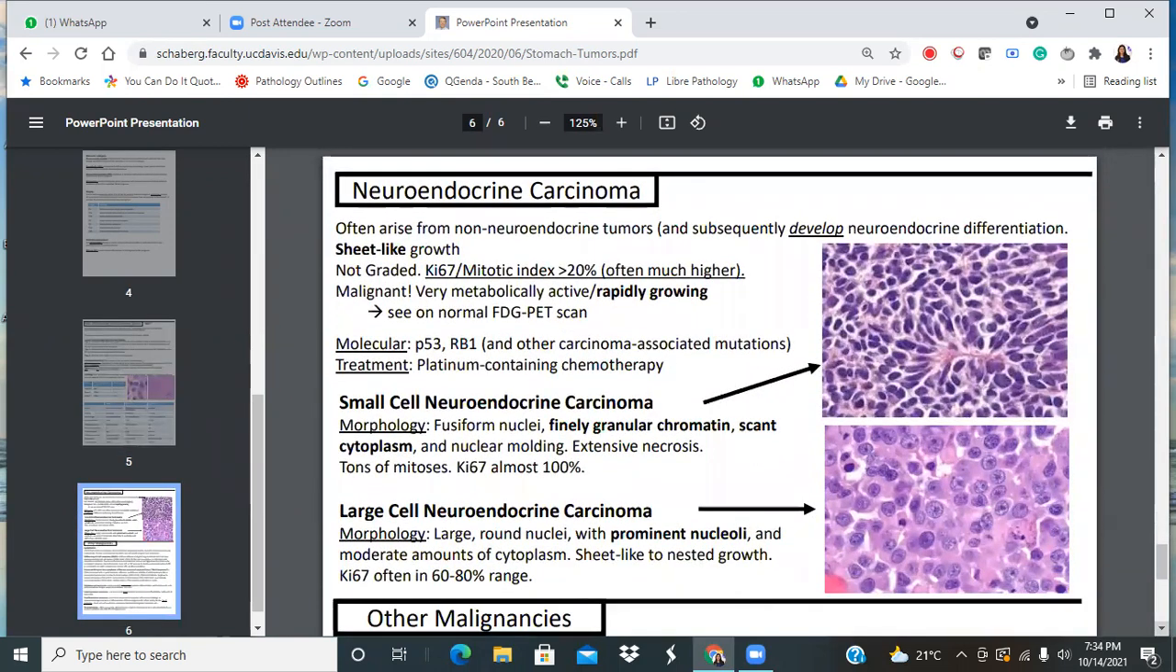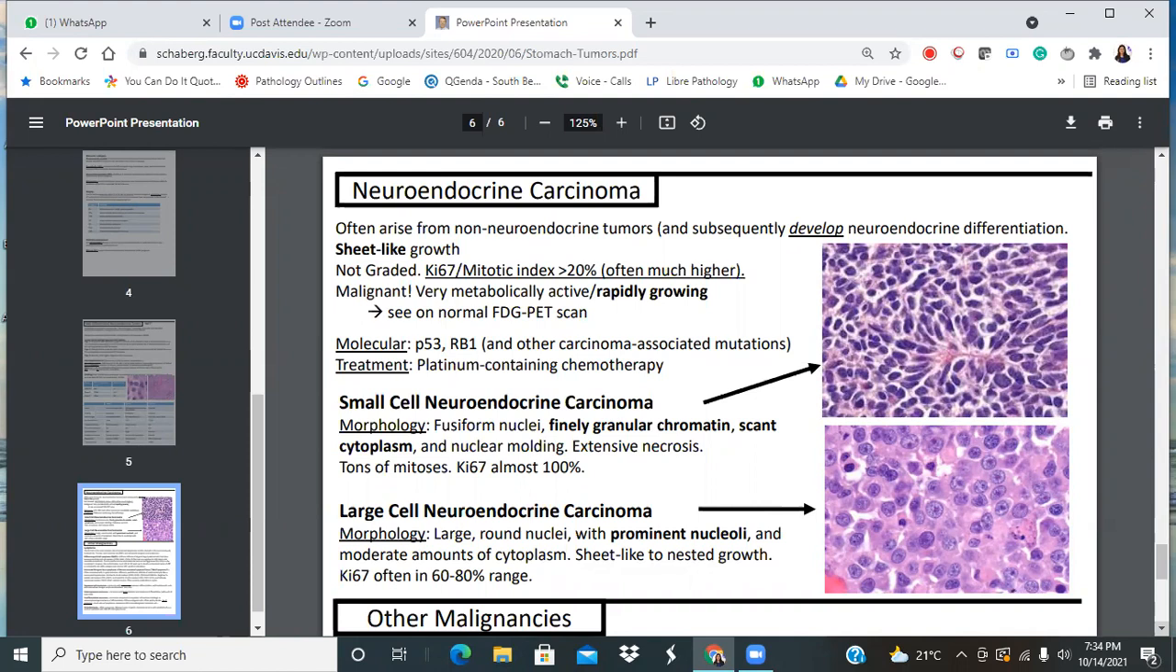Okay, neuroendocrine carcinoma. They often arise from non-neuroendocrine tumors and subsequently develop neuroendocrine differentiation. Sheet-like growth, not graded, Ki67 or mitotic index greater than 20% and often much higher. Malignant, very metabolically active and rapidly growing, seen on PET scans. Molecular: P53 and RB1 and other carcinoma-associated mutations.